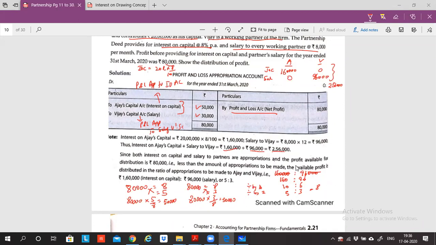Since I don't have any other amount left, I will not be dividing by the profit sharing ratio. So whatever the amount, this 50 and 30, I'll transfer to the respective capital account. Are we clear with this concept, guys?